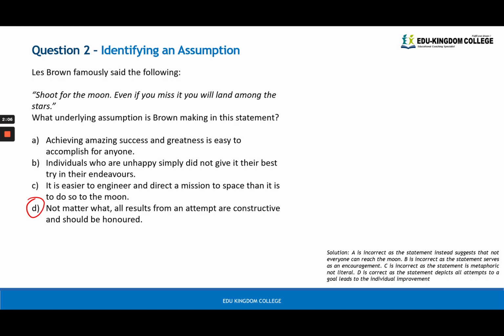So basically, this is a metaphor, okay, for how you should try everything and try everything to the best of your abilities, because even if you fail, even if you miss the moon, you will land among things that are better than what you have, which are the stars. Okay, so D actually most accurately represents that. And you can see that all results from an attempt, okay, i.e. shooting, okay, are constructive, which means they are useful and helpful, okay, and should be honored. You can have a read of the solutions to see why A, B, and C are incorrect.